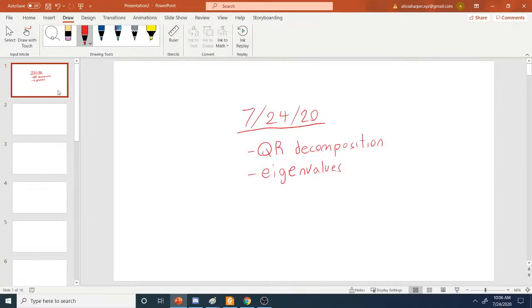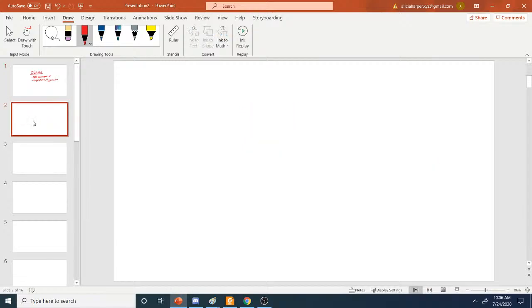Today I'm going to talk about the QR decomposition, and then I'm going to get started on the eigenvalues and eigenvectors. So, let's do a review of what we talked about last time. So this was the Gram-Schmidt process.